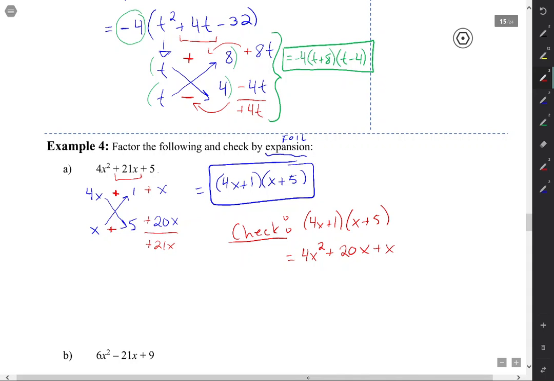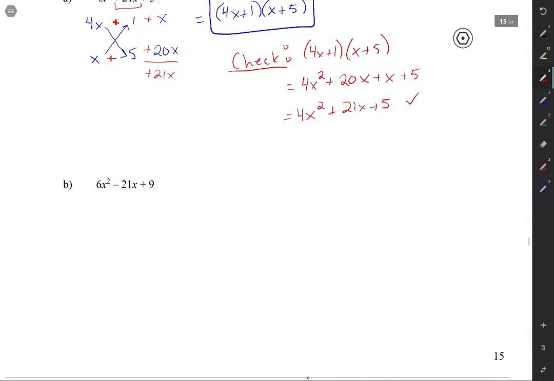And the last terms would be 1 times 5, which is just plus 5. And if we combine like terms, we get the original expression that we started with. So we verified that our answer is correct. Let's try the next one over here.